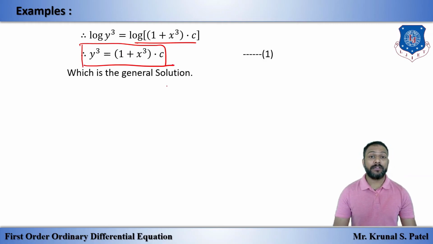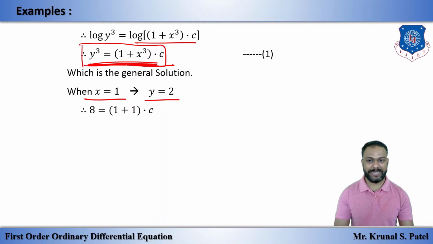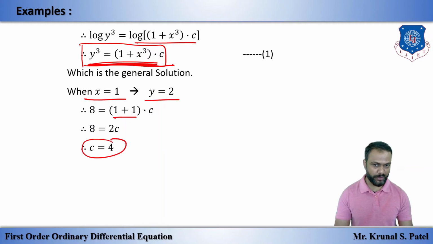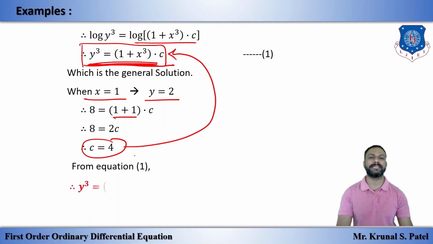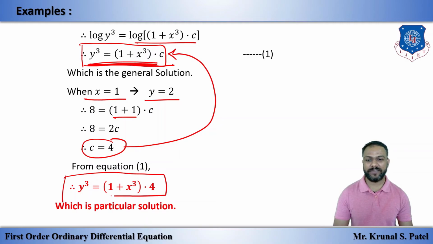Now the initial value is given: when x is equal to 1, y is equal to 2. So we put this value in the general solution. We have 2 cube is 8, and 1 plus 1 cube is 1 plus 1, 2, and we get the value of c is 4. Now put this value in equation number 1, and we will get the particular solution. So whenever an initial value is given, we will find the particular solution.